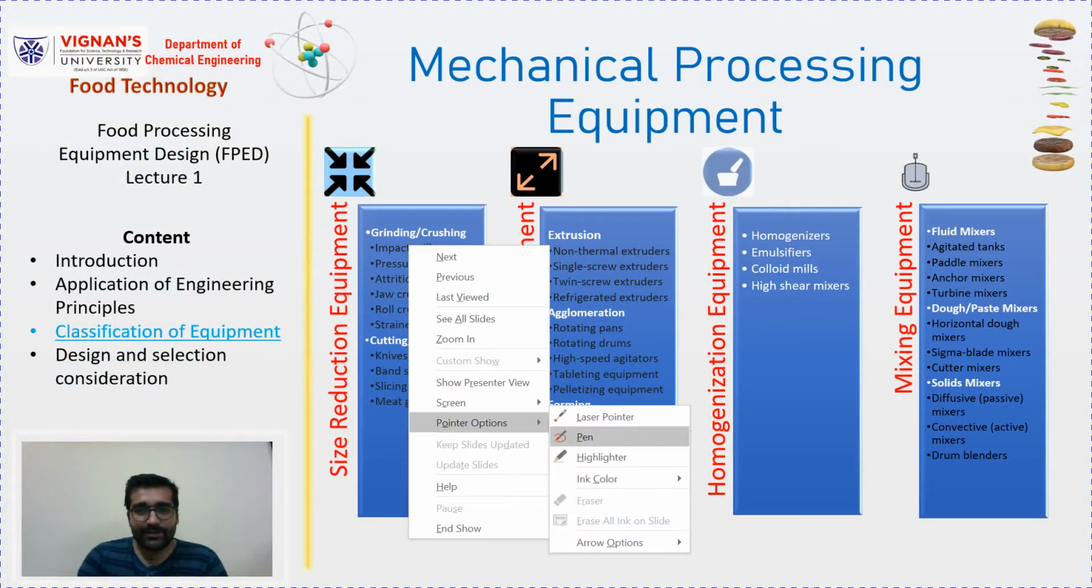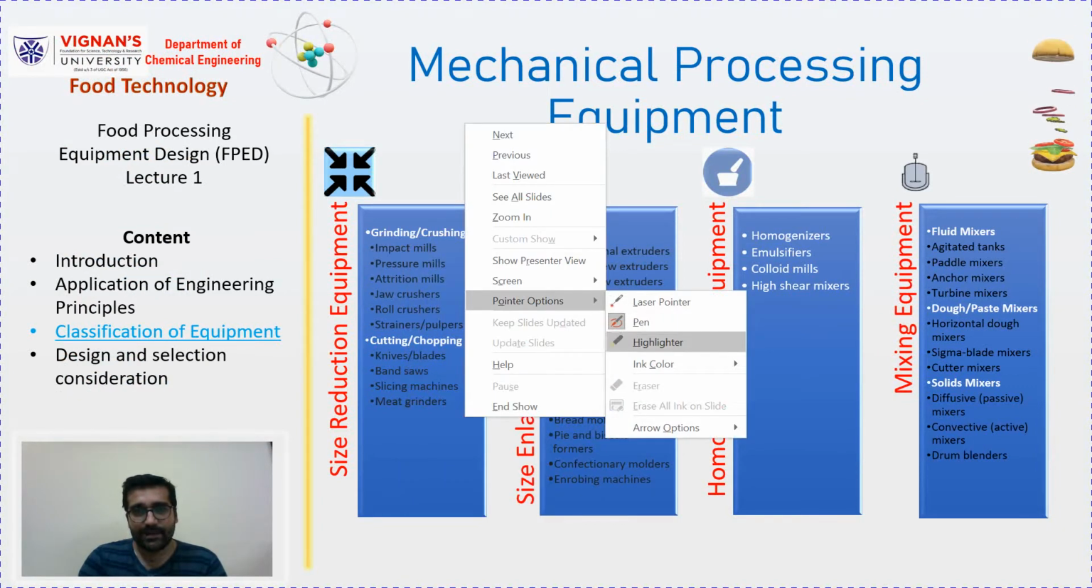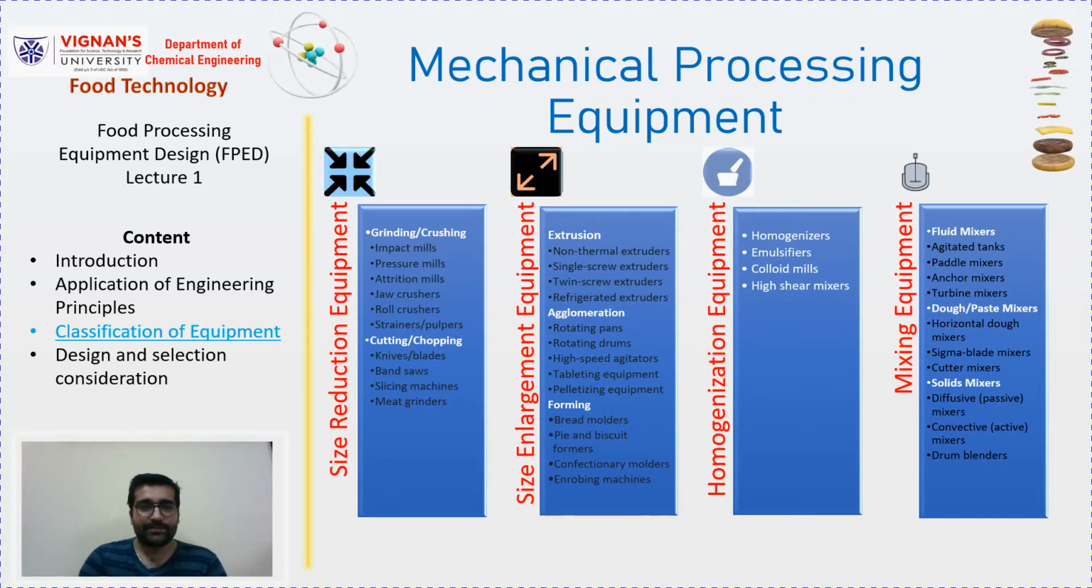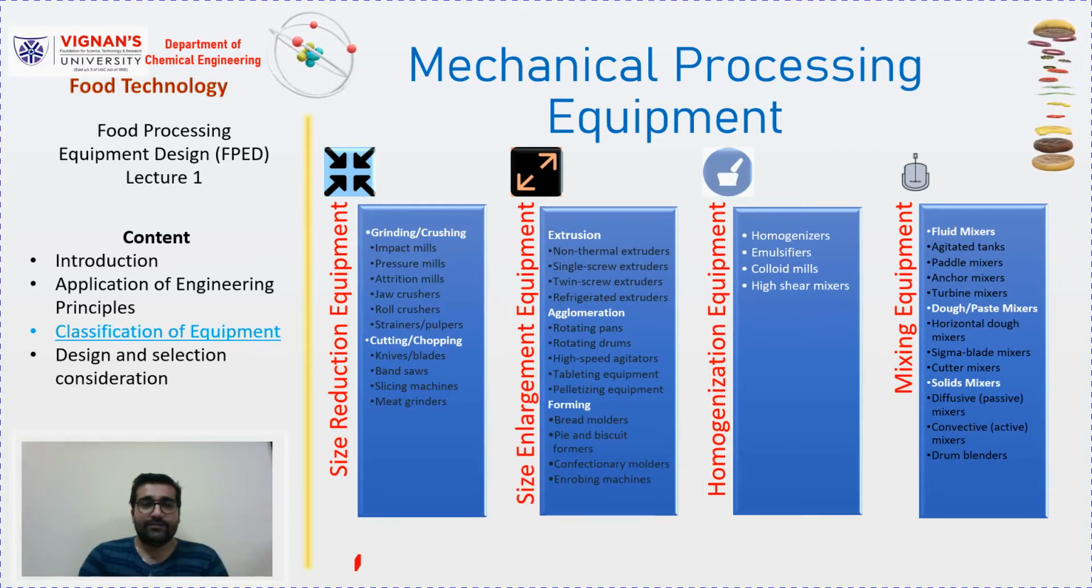Let me take the pointer. Let me take the other one, the highlighter. Yeah, this is better. And we'll change the color as well. Let's change it to red. So we increase the area by decreasing the size of the product.